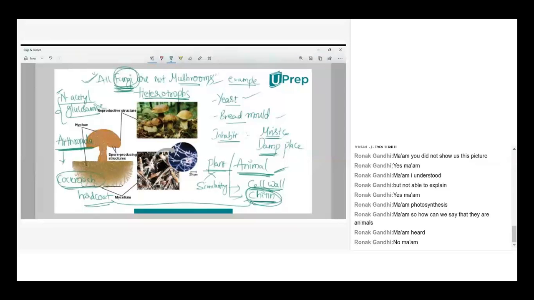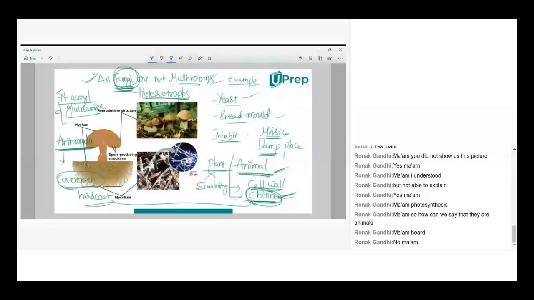So when you take a mushroom, if you touch the mushroom surface when your mom is cooking, the mushroom surface will be soft and at the same time somewhat hard. You have to pluck it off, isn't it? That is because it is made up of chitin. So this is the similarity between fungi and animals. Other than that, there is no similarity.